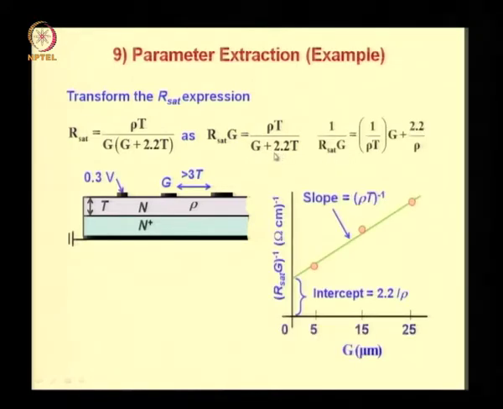You can further transform this as 1 by RSAT G equal to 1 by rho T into G plus 2.2 by rho. Once you transform it like this, as shown in this graph, 1 by RSAT into G as a function of G is a straight line because rho and T are constants. So 1 by rho T becomes the slope of the straight line and 2.2 by rho becomes the intercept. The values of G range between 5 and 30.